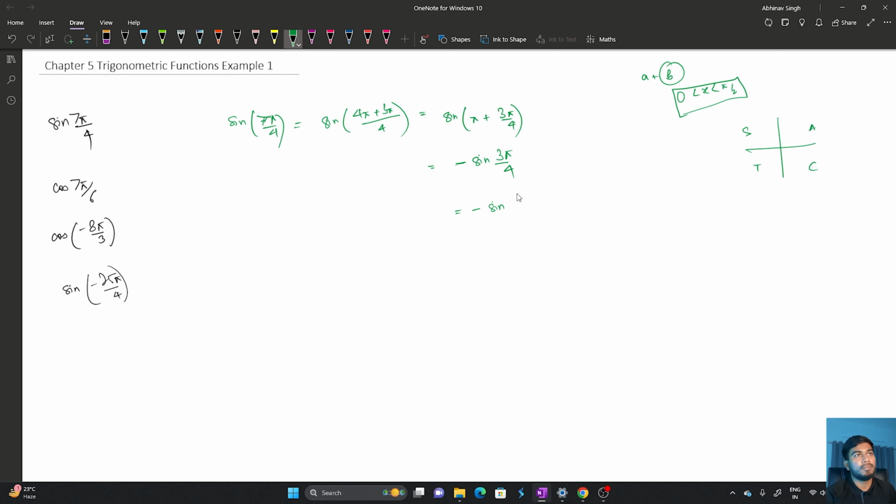And again, 3 pi by 4 we need to break down, because it does not lie between 0 to pi by 2. So it can be written as pi minus pi by 4. And sine pi minus theta will be, again it's a pi, so it will be sine theta. And sine pi minus theta means it will be in the second quadrant, and in the second quadrant sine is positive, so it will be minus sine pi by 4, which will be minus sine 45, minus 1 by root 2, right?